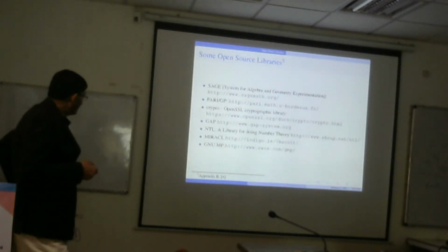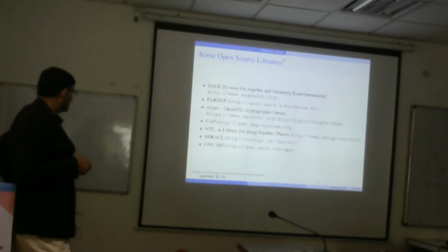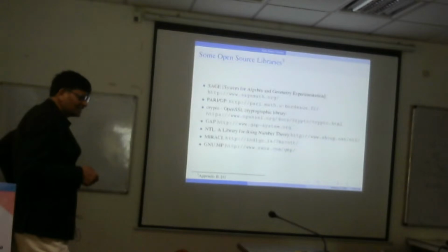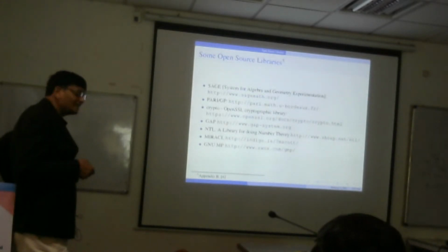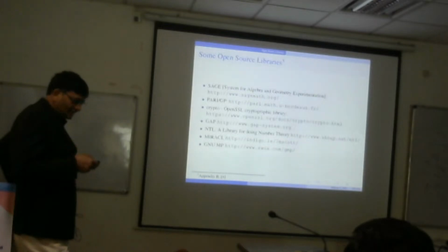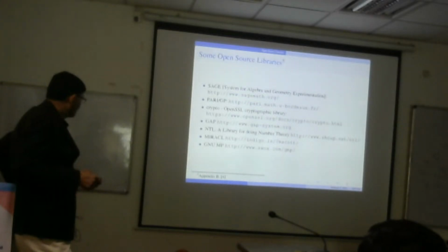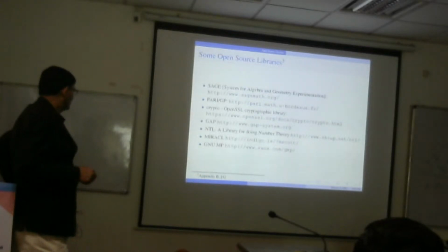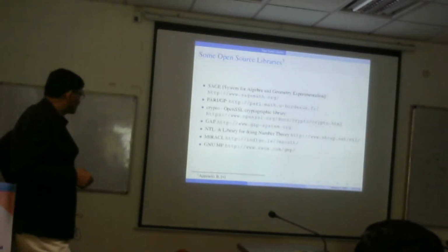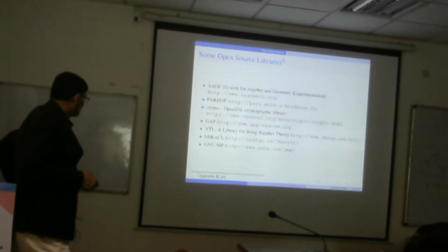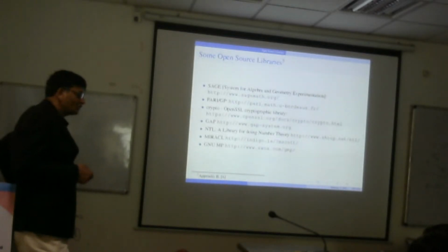Then PARI/GP, which is very specially meant for elliptic curve purposes. Then OpenSSL is there. In fact, now a direct Python library, Python crypto, is there. I don't know how many algorithms they have implemented in Python, but it is also good. The NTL library is very rich for finite field applications, like if you are implementing elliptic curve cryptography on a larger scale, or other crypto libraries based on number theory or finite fields.